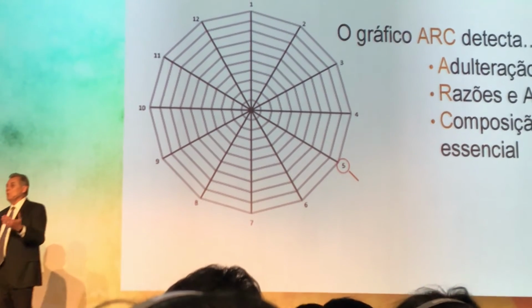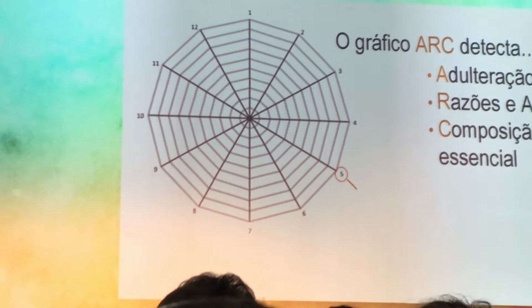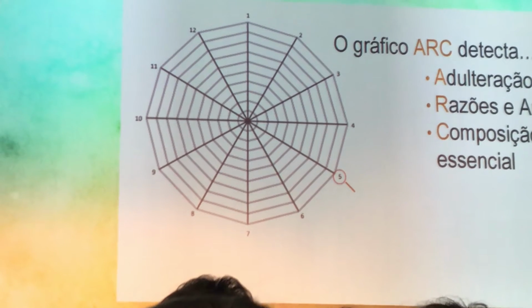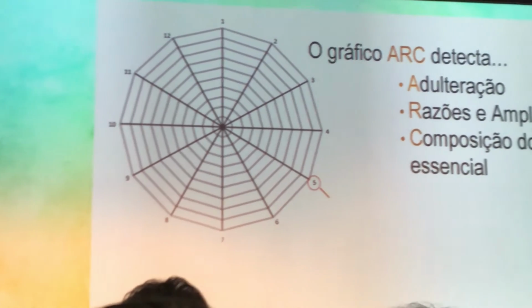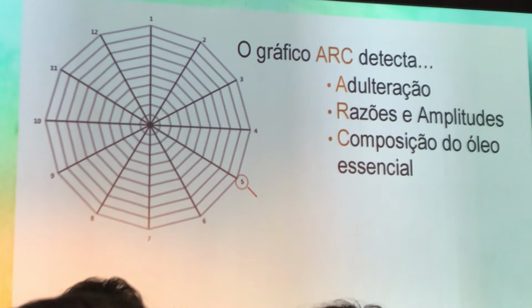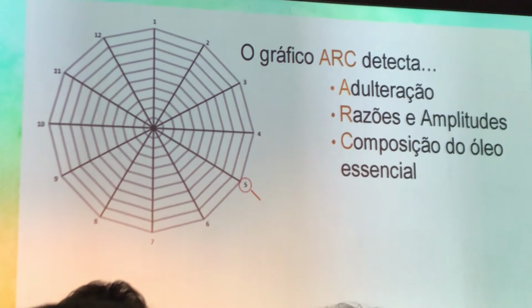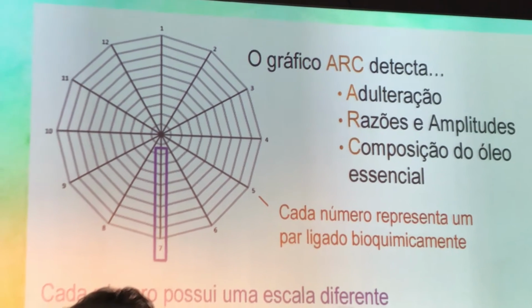So we developed a process known as arc plotting. I don't really like the name, but it describes it perfectly, where we're able to identify and qualify: has an oil been adulterated? Are the ranges and the ratios of that chemistry in an appropriate amount? And what is the overall composition of the essential oil itself?